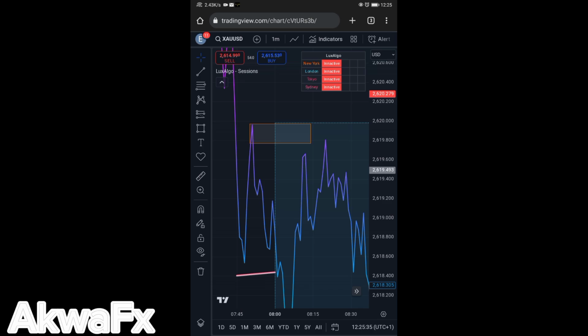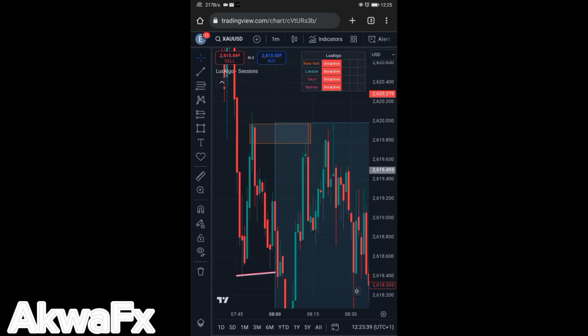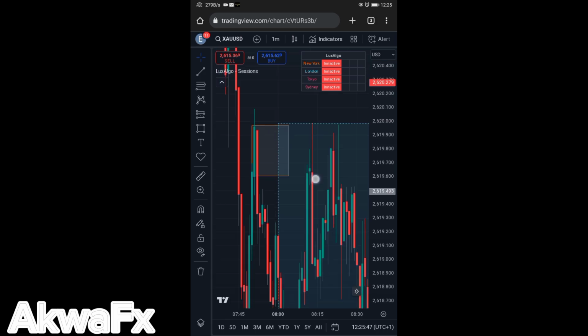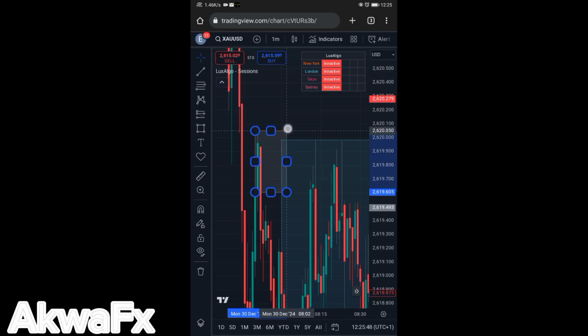H1 is 1 hour, so my M1 was what I was talking about. So I'll turn it back to my line chart. So this is the candle on my 1 minute, but I was here on this because I didn't have battery on my phone. So before the TradingView chart could load for me to place a trade, the market was already in this zone.